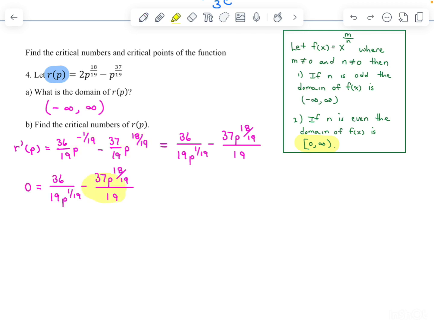To solve for p, I'm going to start by bringing the second term to the left side of the equal sign. That will look like this. Now what we can do is cross multiply. And recall that when you multiply like bases, you add the exponents. So we'll have something that looks like this.